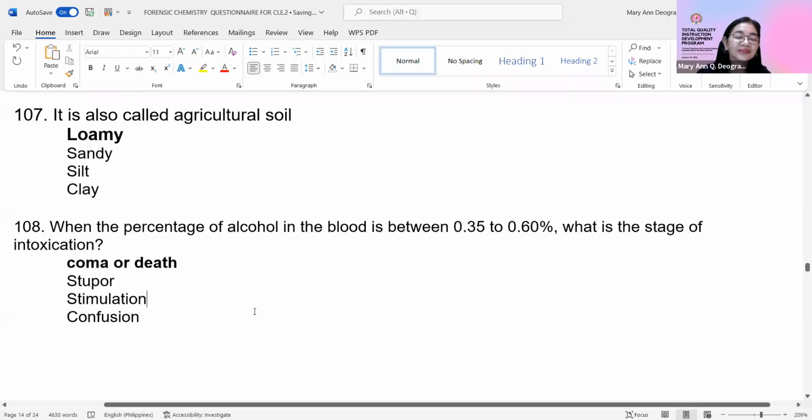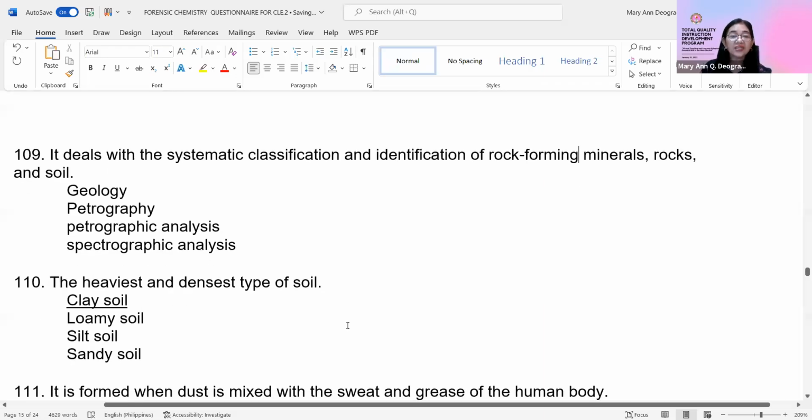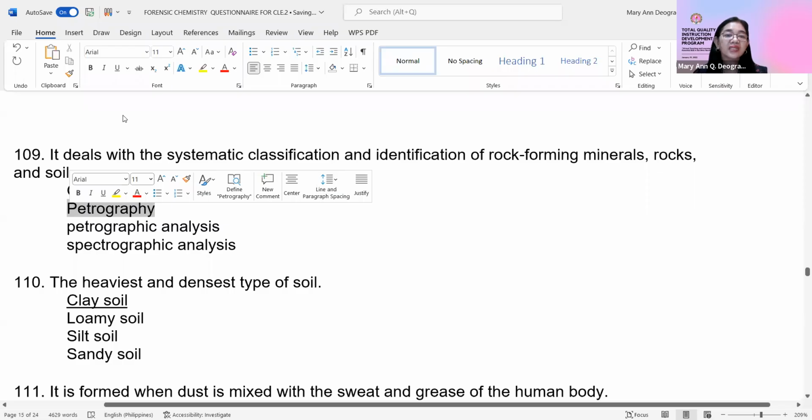O 150? Alright. It deals with the systematic arrangement and identification of rock forming minerals, rocks, and soil. Is it geology, petrography, petrographic analysis, spectrographic analysis? Petrography. Okay, geology, buo yan eh, generalize yan. Petrography is with soil. Ito mga examinations na to. So, eliminate nyo yung letter C and D. Ay nandiyan na yung sagot.